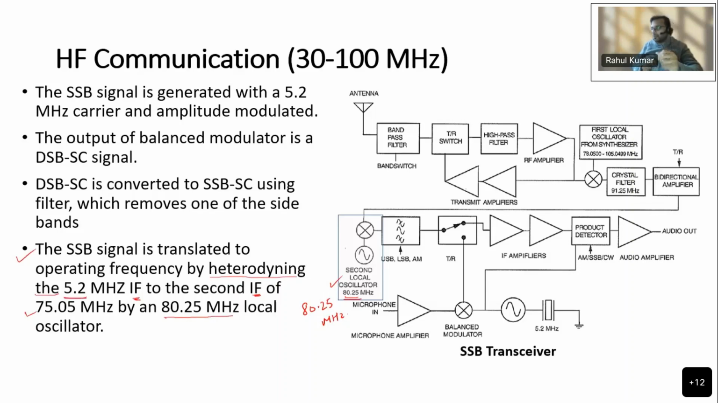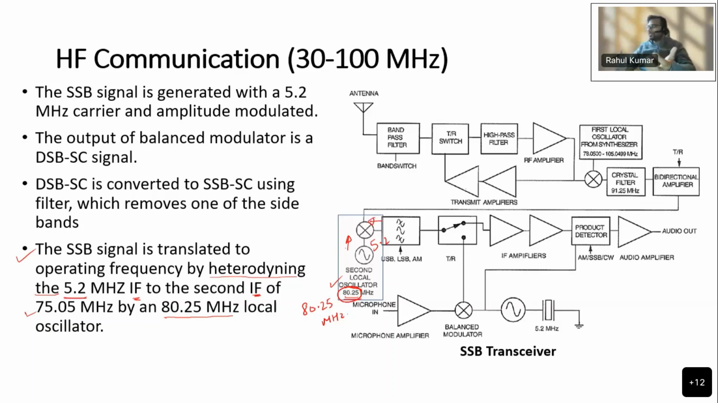an 80.25 megahertz local oscillator. Heterodyning is a signal processing technique used to shift a signal from one frequency to another, right? This is done by combining two frequencies, as we are doing here. One frequency is 5.2 and the other is 80.25 megahertz. So we are combining them at this mixer.